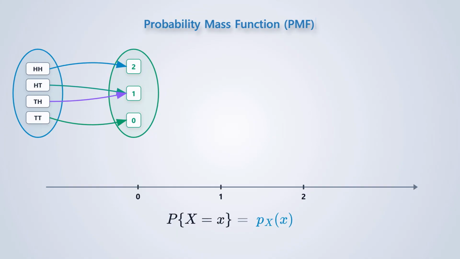At each possible value, we drop a small weight. 1/4 on 0, 1/2 on 1, 1/4 on 2. The heavier the weight, the more likely that value. Probability is not smeared along the line. It sits concentrated like mass on each isolated point.